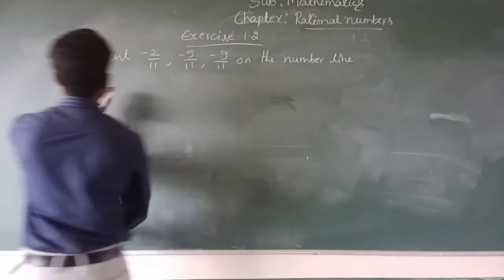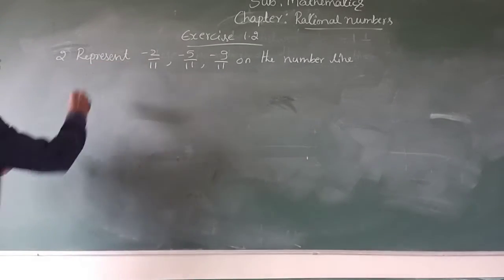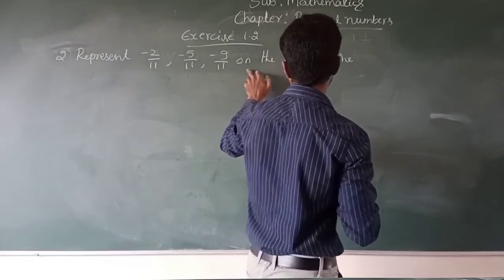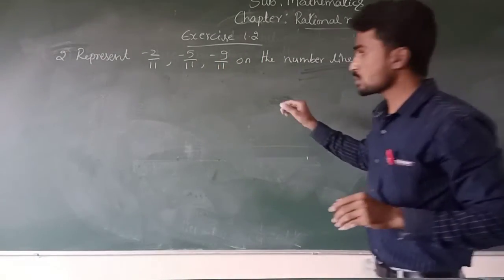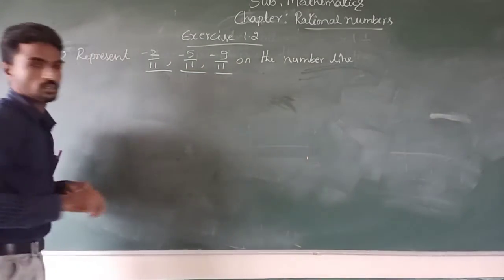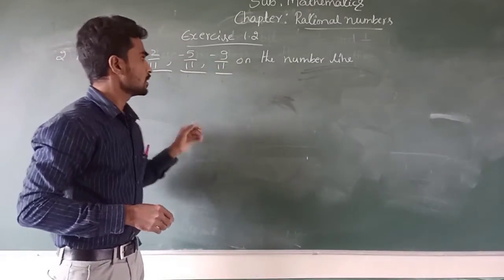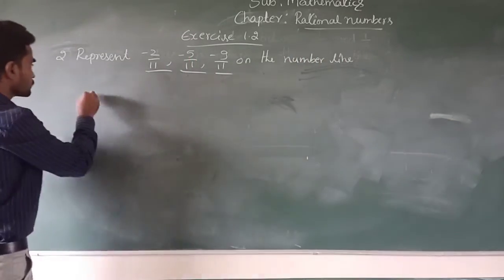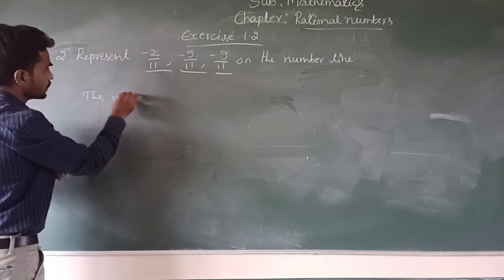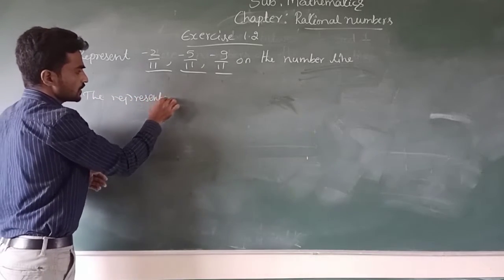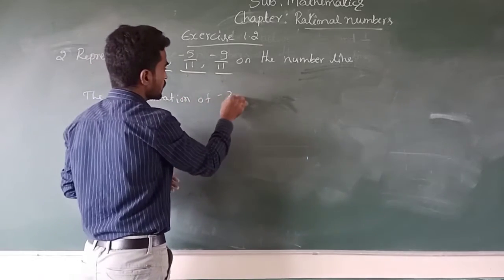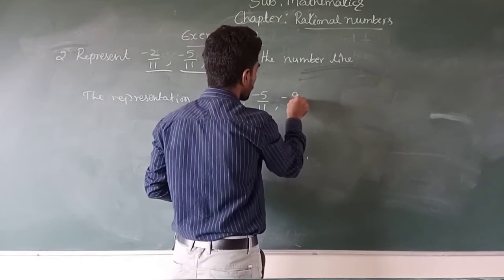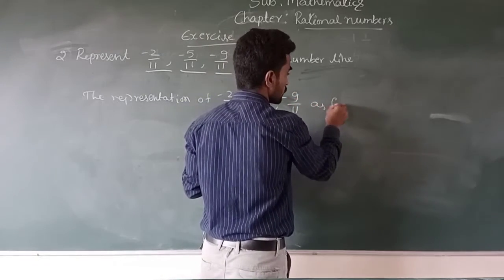Now we are going to solve question number 2 in exercise 1.2. Represent minus 2 by 11, minus 5 by 11, minus 9 by 11 on the number line. In this question they have given 3 rational numbers, negative rational numbers. We can represent these rational numbers on the number line as follows.